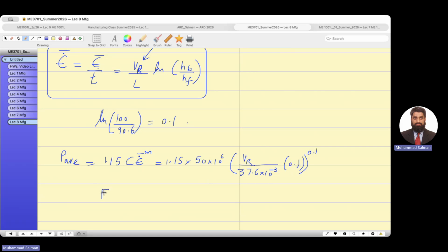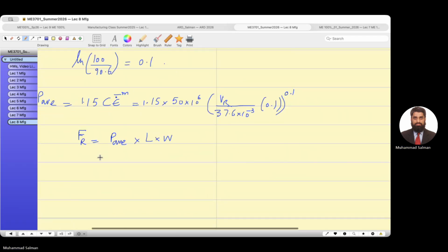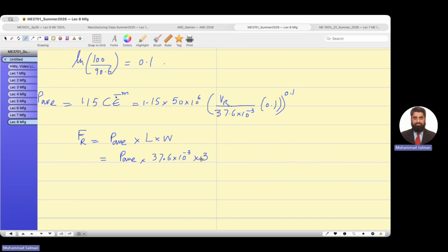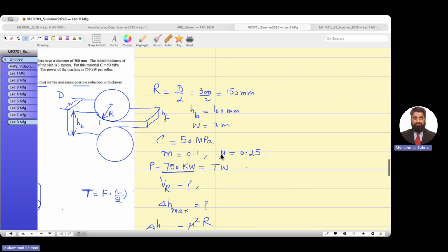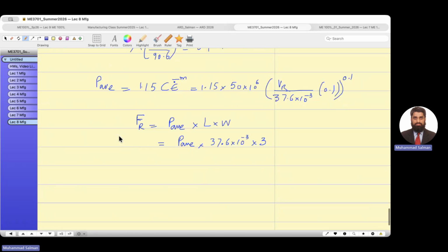Now, force of the roller equals P average times the arc length times the width. Arc length in our case equals 37.6. So can I write down like this? P average times 37.6 times 10 to the power -3 times the width, which is 3 meters. If you take a look, the data says it is 3 meters wide. This metal slab is 3 meters wide. So this will give you the force.